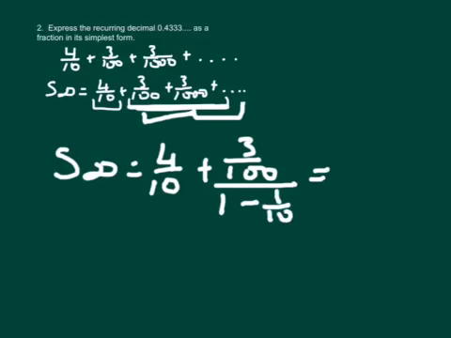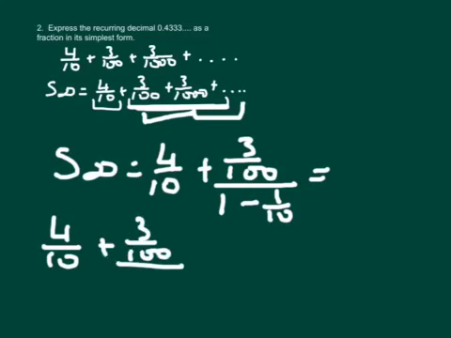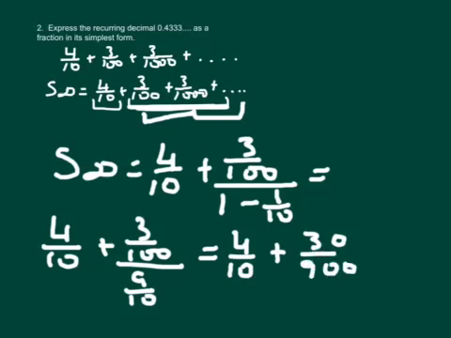And let's just tidy that up a bit. It's going to equal 4/10 plus 3/100 over 9/10, and that equals 4/10 plus, invert the bottom fraction and change it to a times. We are going to get 30 over 900.